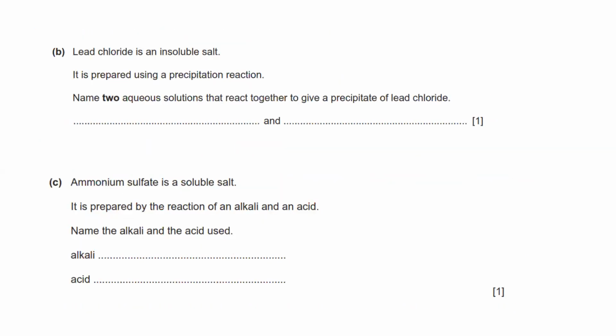Okay, so moving ahead, part B, it says lead chloride is an insoluble salt. It is prepared using a precipitation reaction. Name two aqueous solutions that react together and give the precipitate of lead chloride. So remember, lead chloride is PbCl2.